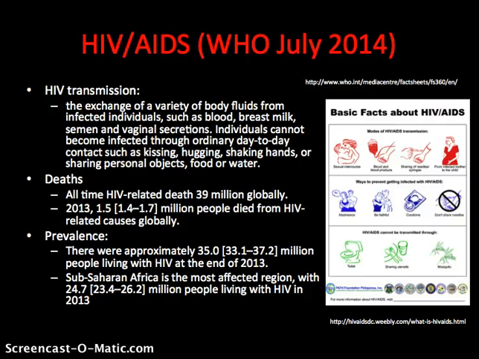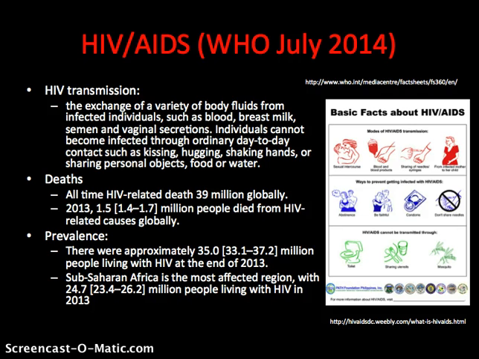I'd like to talk about HIV and AIDS. This comes from a World Health Organization fact sheet from July 2014. You can see the link there if you're interested. HIV transmission occurs through the exchange of a variety of bodily fluids from infected individuals, such as blood, breast milk, semen, and vaginal secretions. Individuals cannot become infected through ordinary day-to-day contacts, such as kissing, hugging, shaking hands, or sharing personal objects, food, and water. Now, it's important to point out this is the biomedical discussion, the facts about HIV transmission. However, there are a variety of beliefs surrounding HIV transmission, and we'll get into some of those in just a little bit.